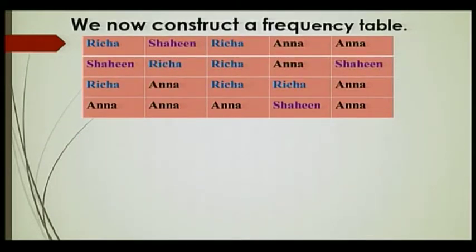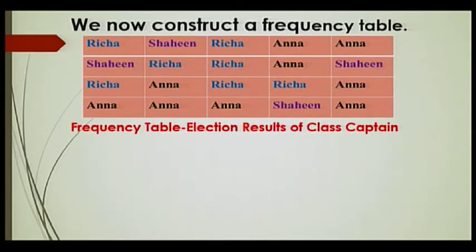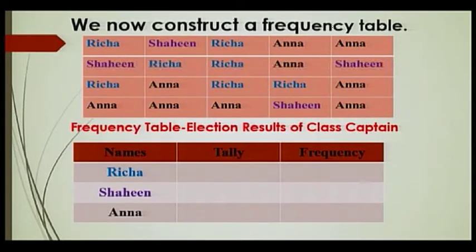Okay, so for a frequency table, I need to put the title. That is here, election results of class captain. Now in my frequency table, the first column, I'm going to have the 3 names. The second column will be the tally. And the third one will be the frequency. Remember, the frequency is the number of times the event, the item occurs. So I'm going to read this table vertically. That is, I'm going to read it as Richa, Shaheen, and so on.